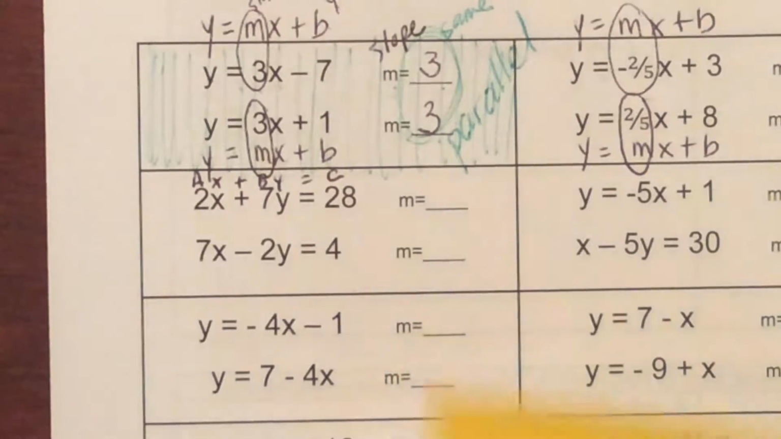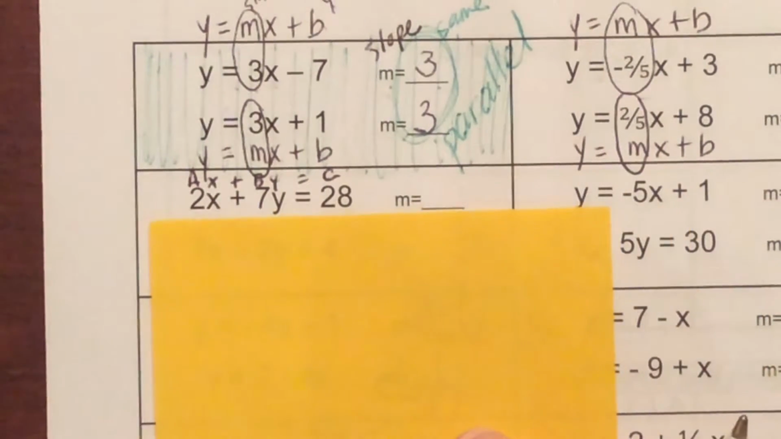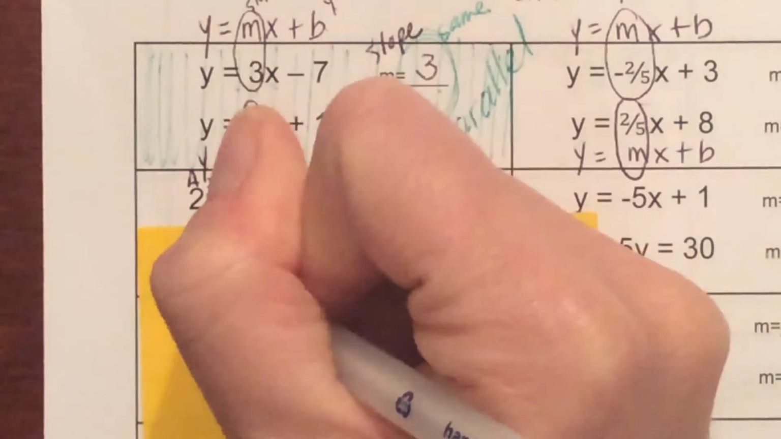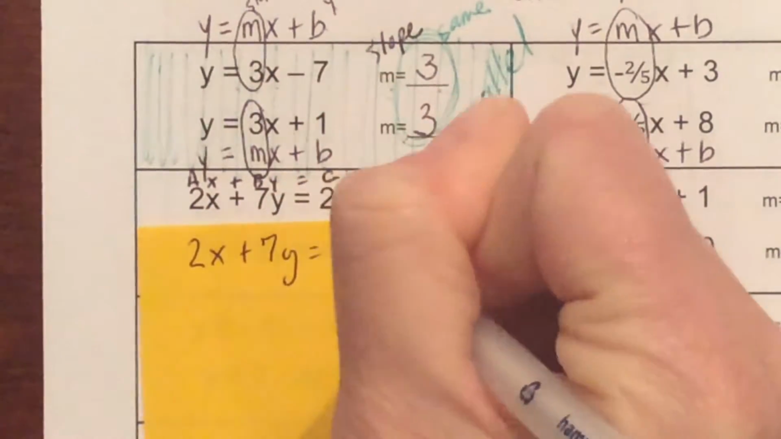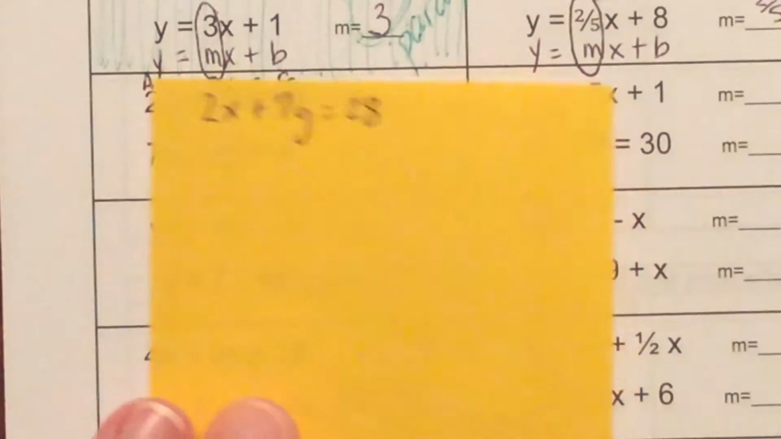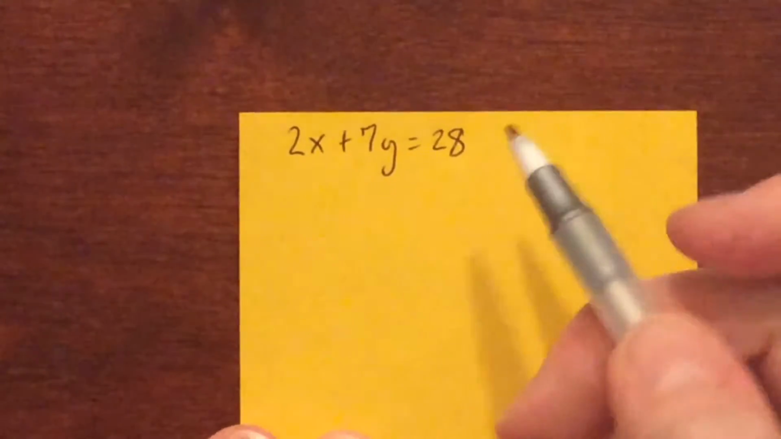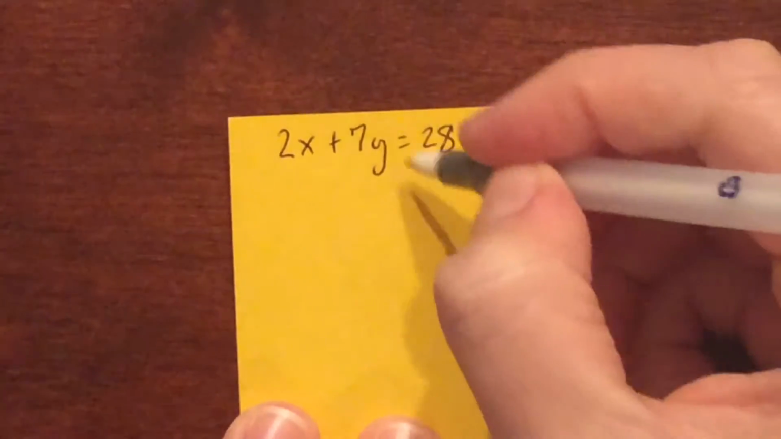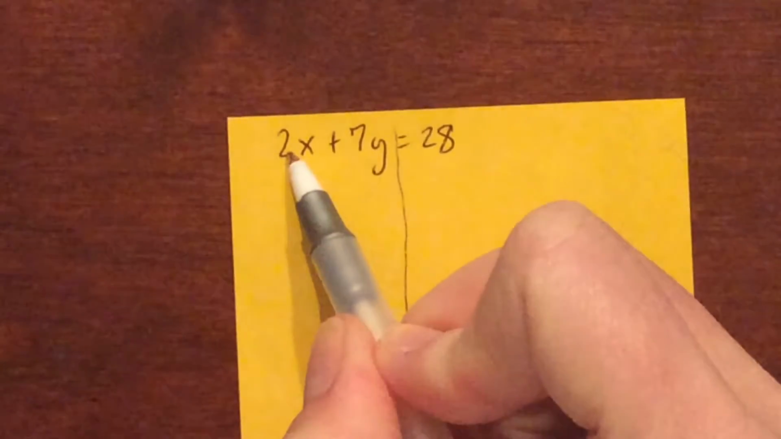Since I'm here at my table, I have the same yellow sheet of paper that I'm going to do an example on for you. And I'm going to recopy my question. 2x plus 7y equals 28. And now when I work this question, let's see if we can find our slope. So when we get it in slope form, we want y equals. So the first step is to move your x's.